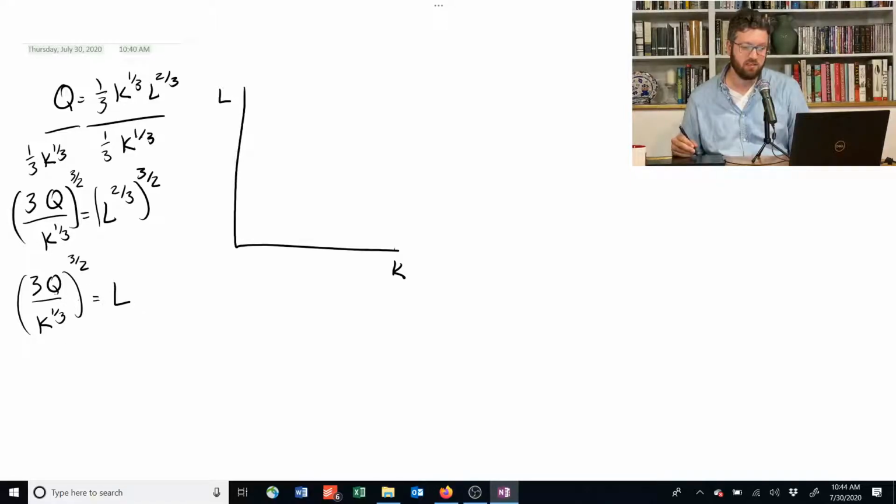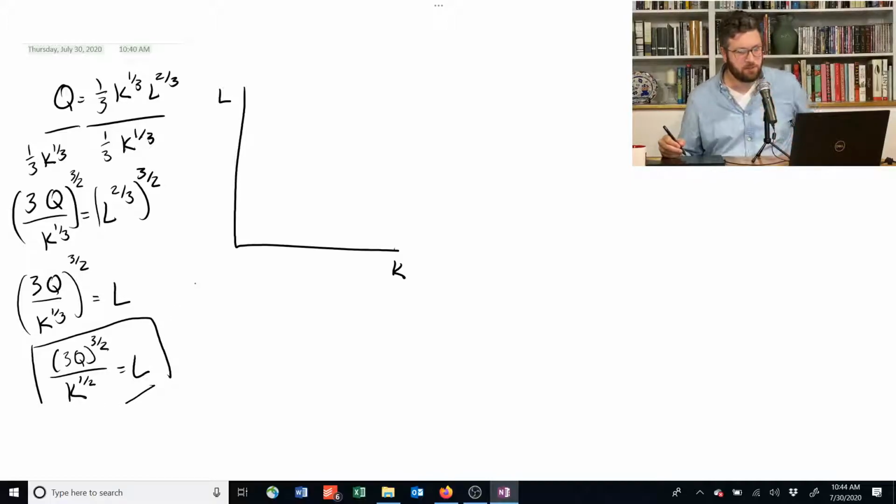This equation is right, and we could plug in numbers, but there's a little bit simpler way to see the answer here. If we distribute this 3/2 to all of the terms, we get on the top 3Q to the 3/2 power, but on the bottom, K to the 1/3 multiplied by 3/2, the 3's cancel, and this becomes the square root of K. And this is our isoquant.